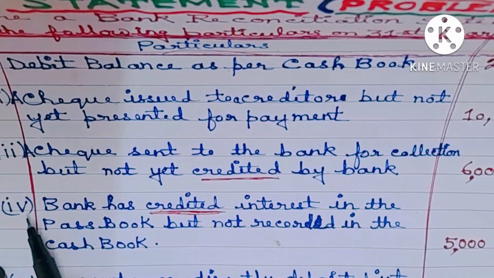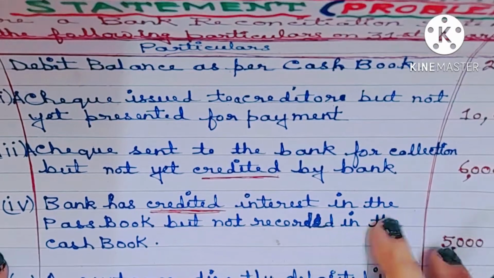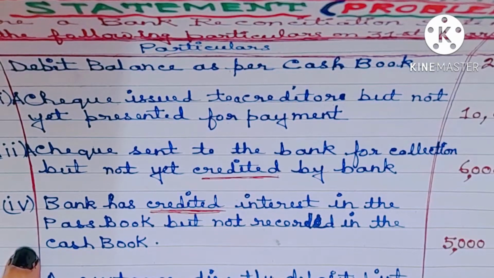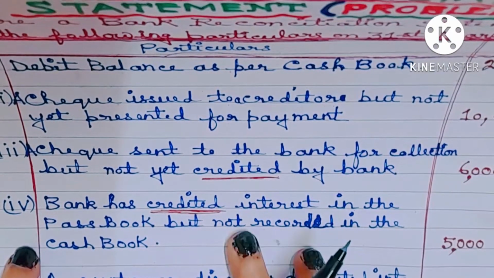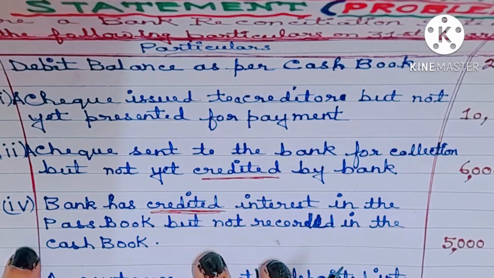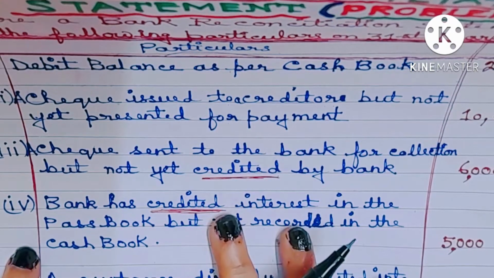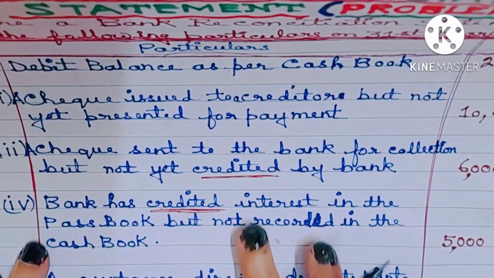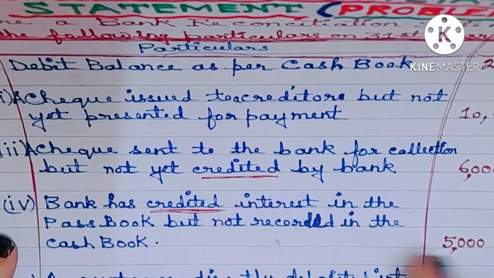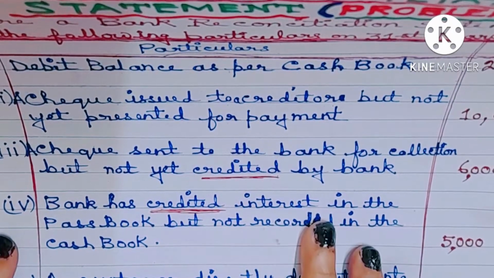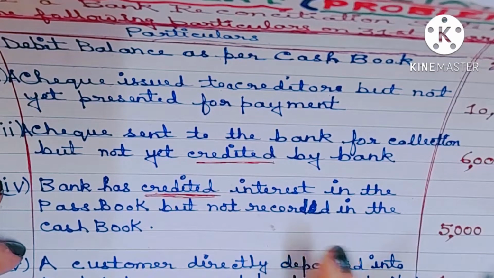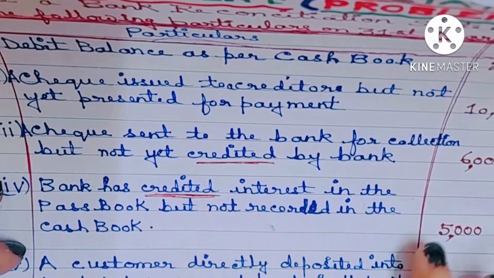Now see number 4, bank has credited interest in the passbook but not recorded in the cash book, rupees 5,000. Credited means I've already told you, credited by bank or credited means added to the bank account or deposits of the bank account. Rupees 5,000 has been recorded in the deposit column of the passbook but not recorded in the cash book. Passbook is more by rupees 5,000 and cash book is less by rupees 5,000.